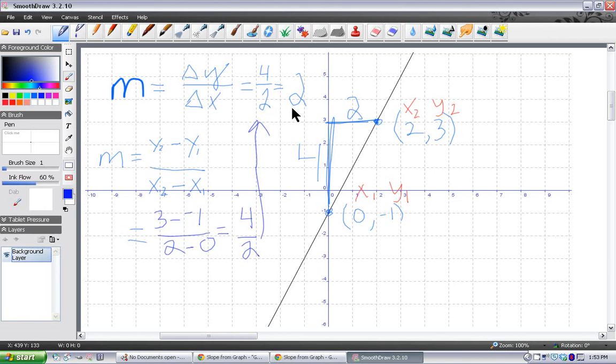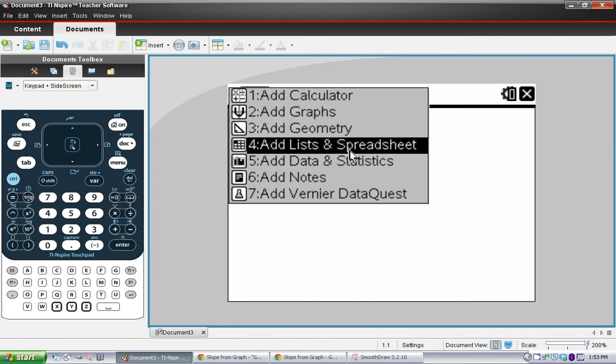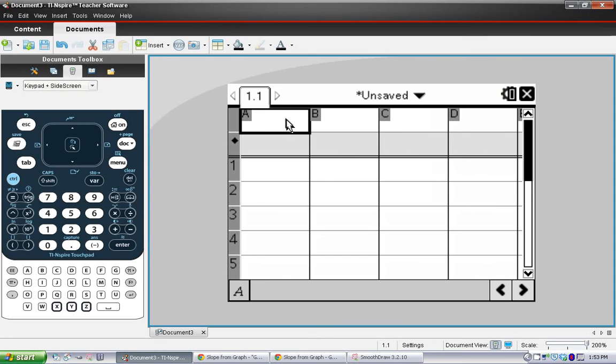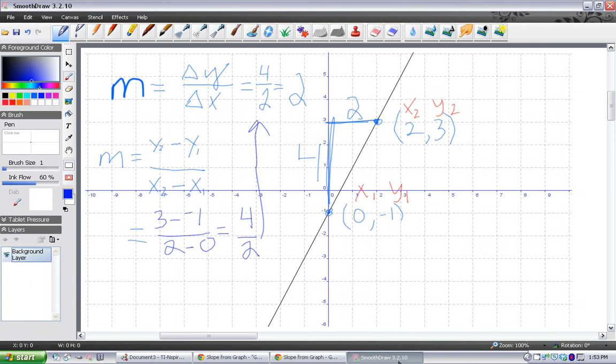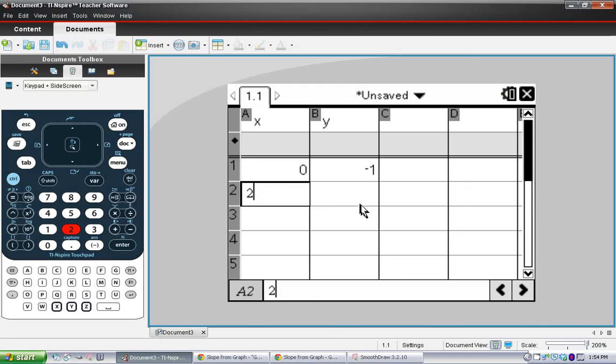So one more way to do this problem, just in case you'd like it, is to use your calculator. So once you're on your calculator, you can hit New Document and Lists & Spreadsheet. We're going to hit X for there, Y for there. We had 0 and -1. And then we had, what was it, 2, 3. So we have 2 for our X, 3 for our Y.